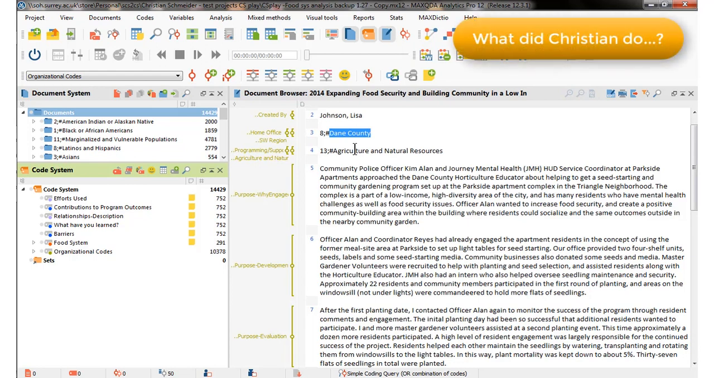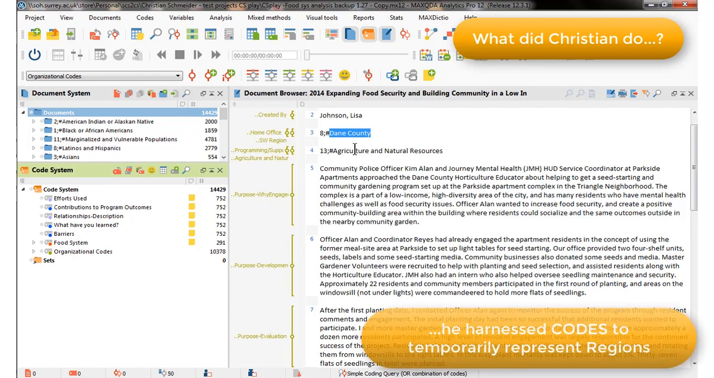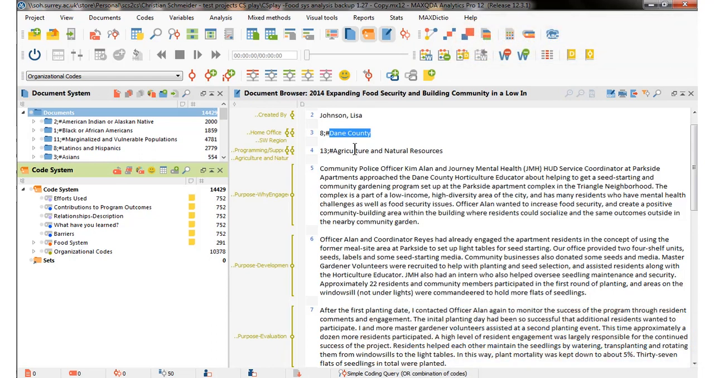So how did Christian harness MAXQDA codes for his task? What he did was to harness codes at the tactics level to temporarily represent the unit of the region at the strategies level. And he did that so that he could act upon those codes to group his access record documents into regions. In other words, he didn't use codes for this task in the intuitively common way to represent concepts, but he harnessed them as part of a constructed tool to accomplish his task.